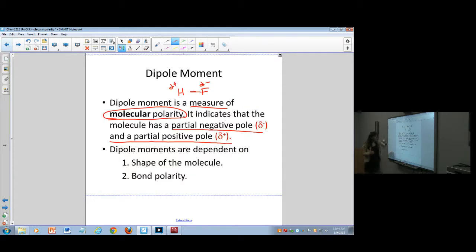What I wanted to point out here, although there's all kinds of vector sums that you can deal with, we're going to do it a little bit more intuitively and based on the shapes and things that we've looked at. And so we're going to observe how the shape of the molecule affects the dipole moment and how the bond polarity affects the dipole moment.